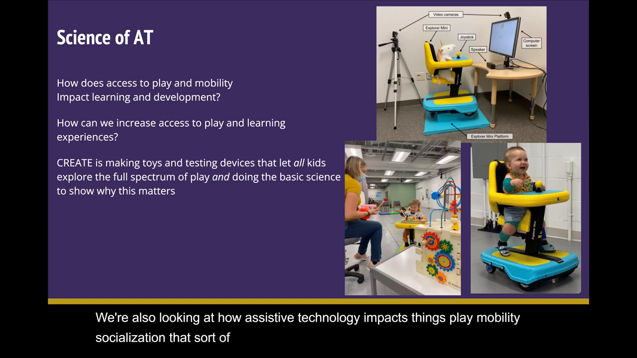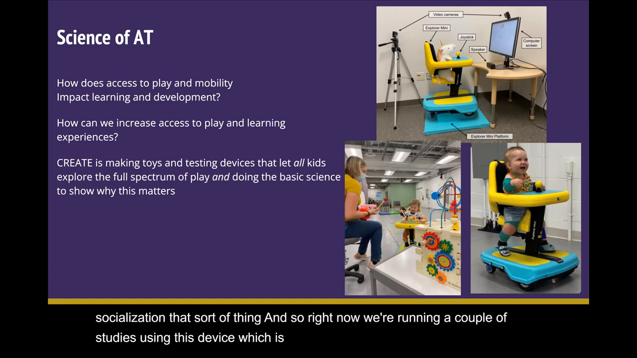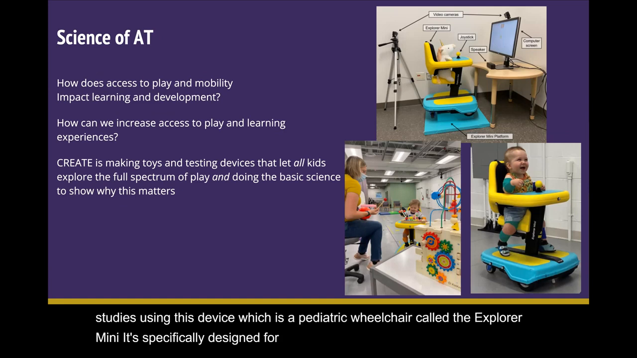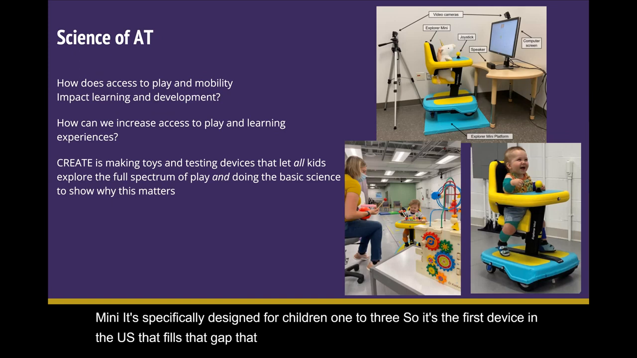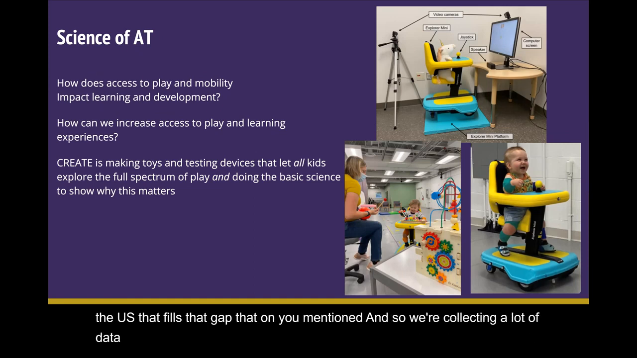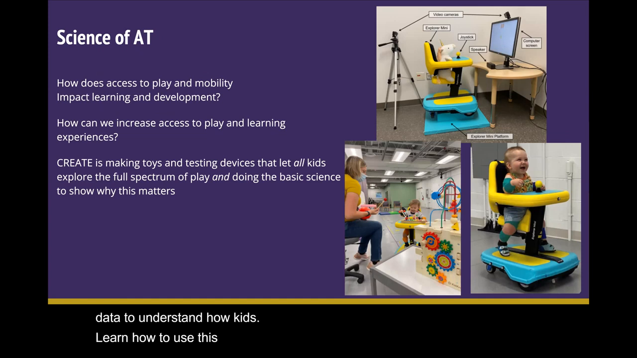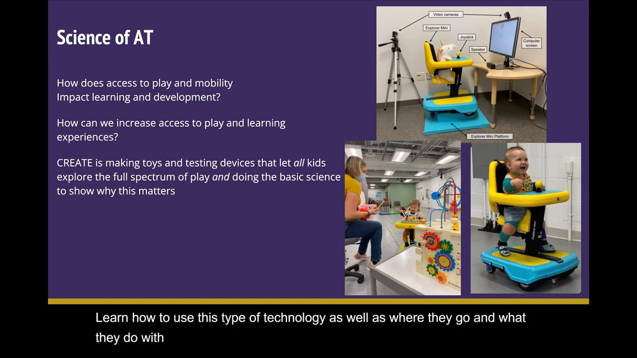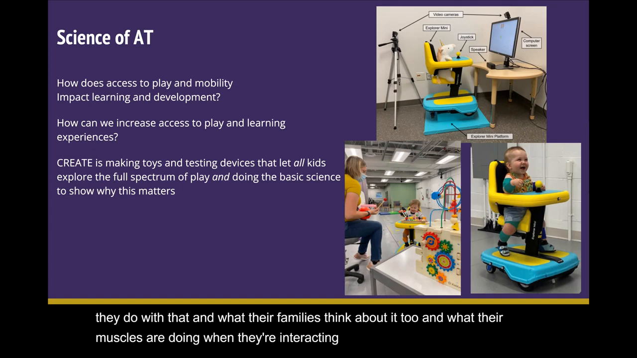And so right now we're running a couple of studies using this device, which is a pediatric wheelchair called the Explore Mini. It's specifically designed for children 1 to 3. So it's the first device in the US that fills that gap that Anya mentioned. And so we're collecting a lot of data to understand how kids learn how to use this type of technology, as well as where they go and what they do with that and what their families think about it too, and what their muscles are doing when they're interacting in a device like this.